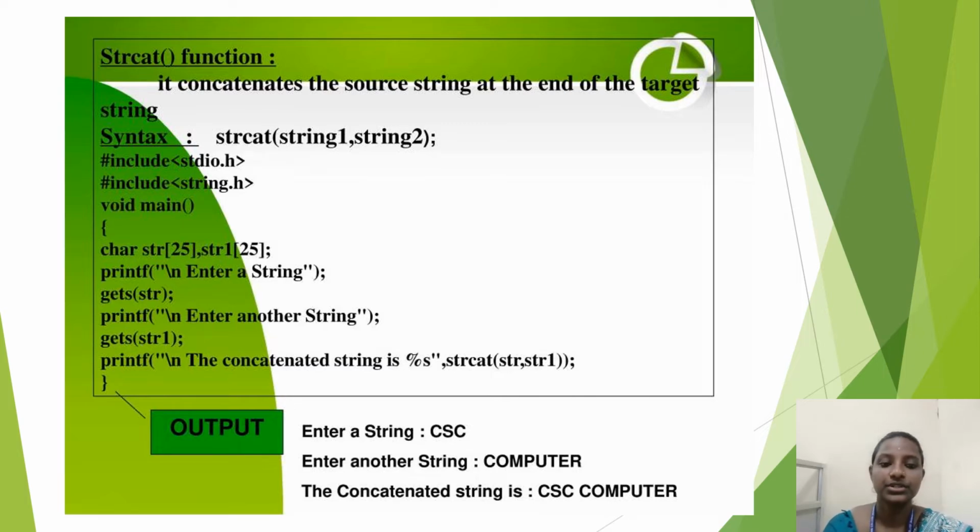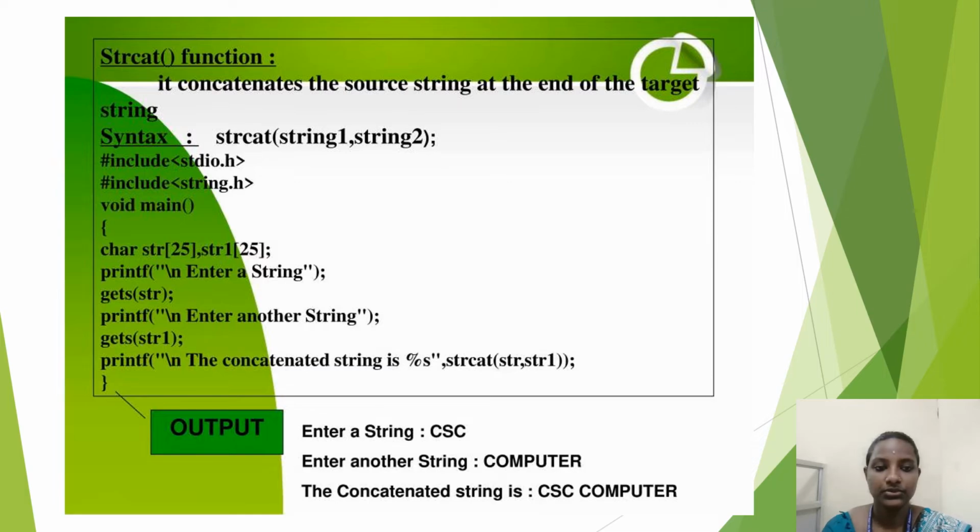For this, we are using the function strcat. Str stands for string and cat stands for concatenation. So within brackets, we are giving string 1, comma, string 2. Here, string 1 is our source string and string 2 is our target string.